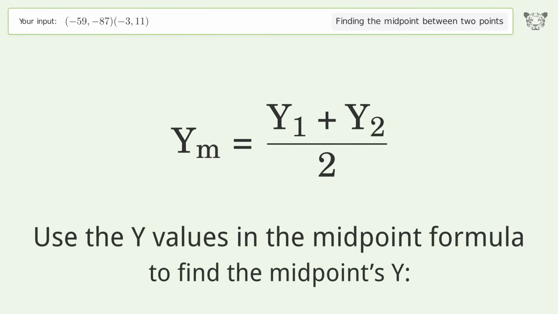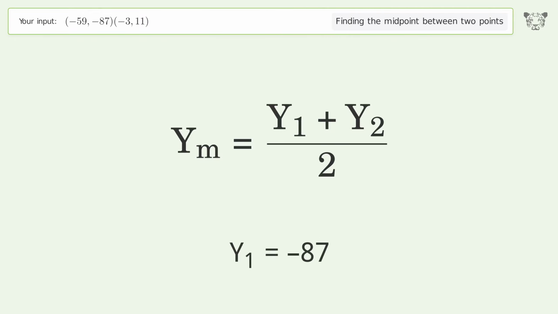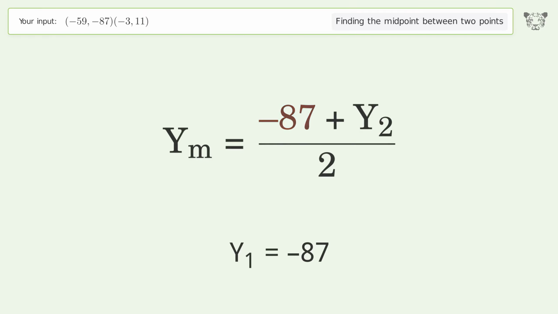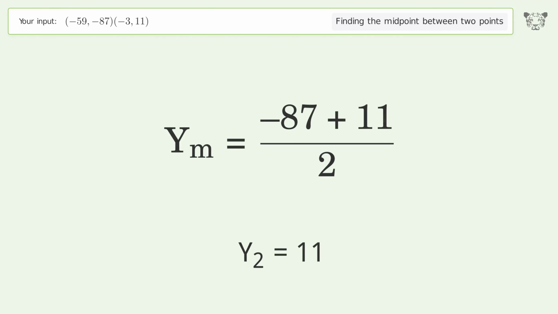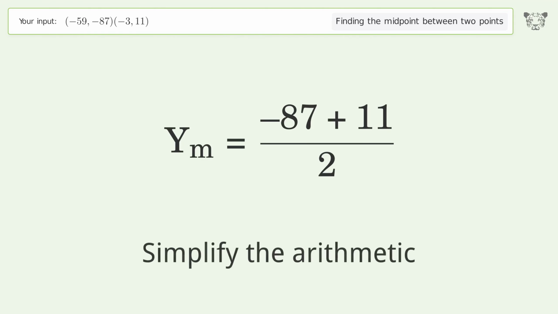Use the y values in the midpoint formula to find the midpoint's y. y1 equals -87. y2 equals 11. Simplify the arithmetic.